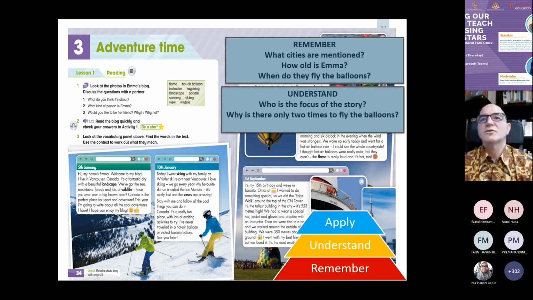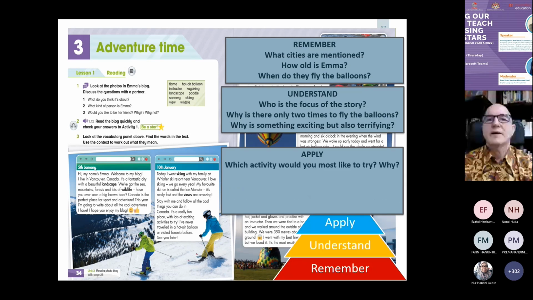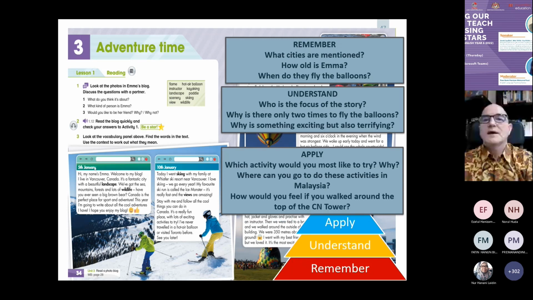Why is there only 2 times to fly the balloons? So we can understand the idea behind that. And why is something exciting but also terrifying, which is in the last part. When you do something that's terrifying but it's super exciting, why would that be the case? And then apply. What would you most like to try? Where can you do these in Malaysia? So personalize it in terms of the country. And how would you feel if you walked around the top of the tower? Put yourself in someone's shoes. So these are nice little ideas.